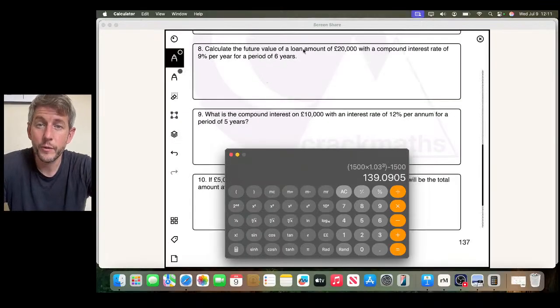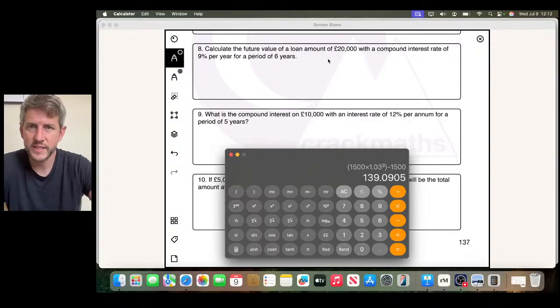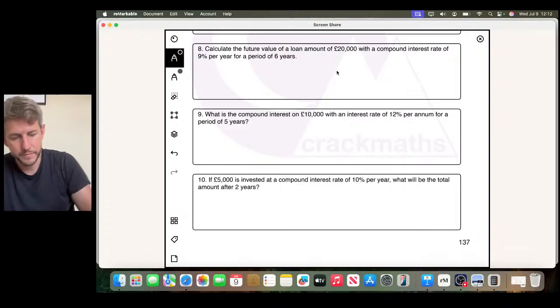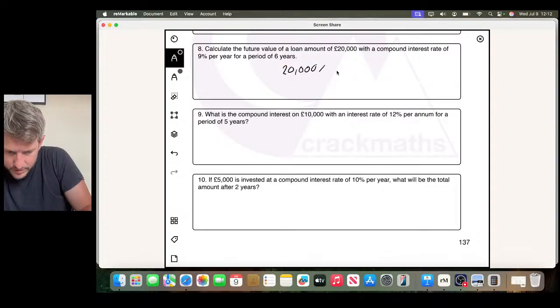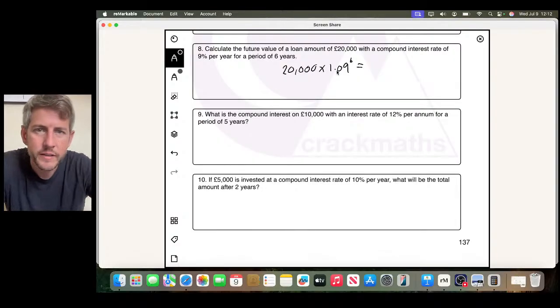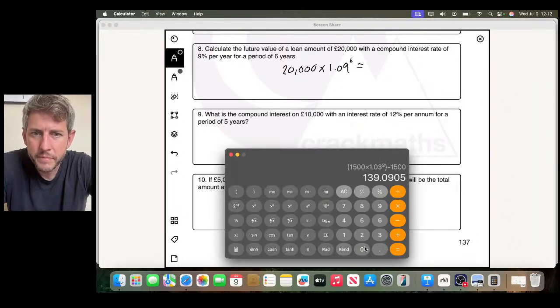Okay, question 8. Calculate the future value of a loan amount of £20,000 with a compound interest rate of 9% per year for a period of 6 years. Okay, so how much is that loan? How much will that be worth in 6 years' time? Okay, so 20,000 times 1.09 to the power of 6. Okay, so if you borrowed this much money, how much would you have to pay back?